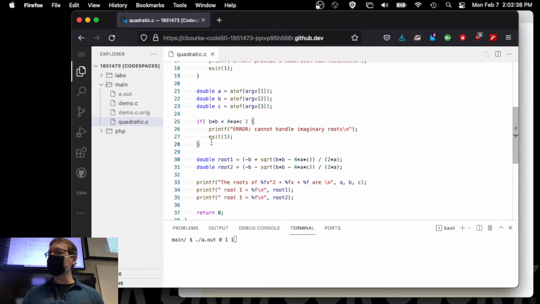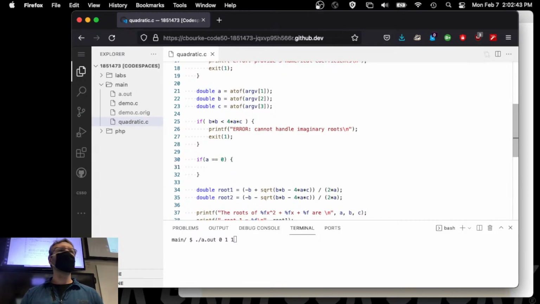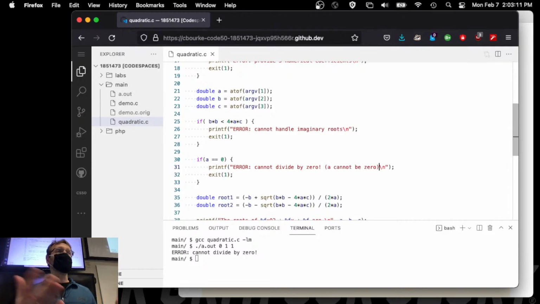So what we could do is we could check for that. If A is 0, then we could print an error message, error cannot divide by 0, and then exit on them. But is that all that satisfying? Cannot divide by 0. Well, you can't divide by 0, but you could still solve a linear equation. It doesn't tell you anything, right? It doesn't say that, so we could be more descriptive here. A cannot be 0, right?